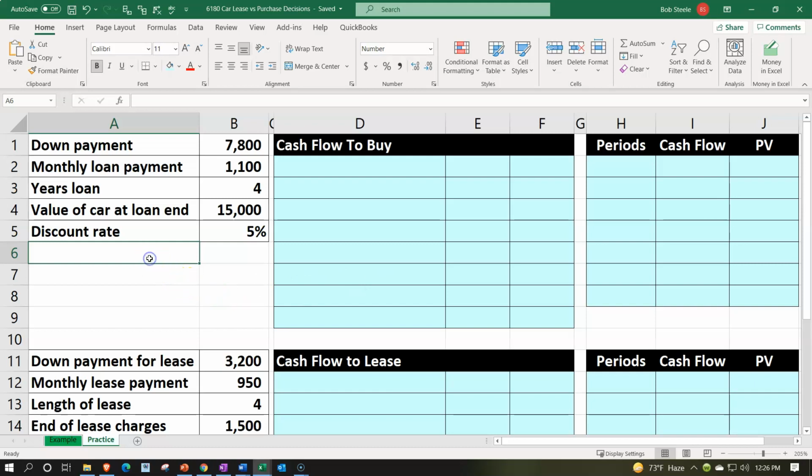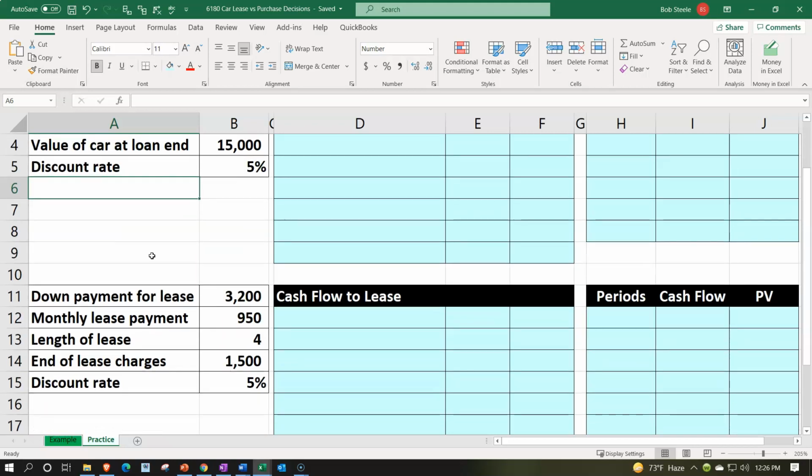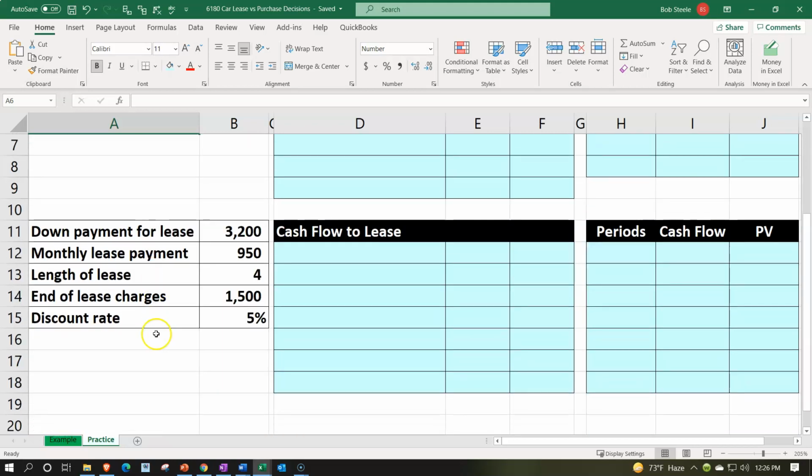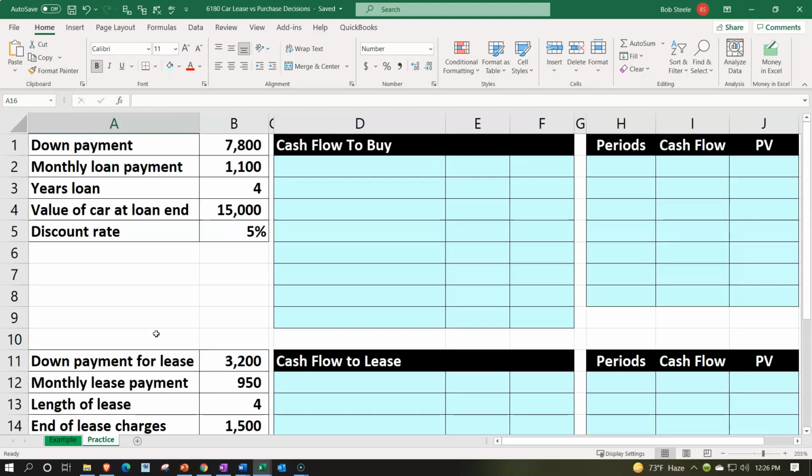The top section has our information related to the purchase and financing of an automobile, of a car. Then we have the leasing information down below, doing some comparing and contrasting. We'll first start off with just simply the cash flow comparison between the two options, and then we'll take a look at adding the time value of money into our calculation.